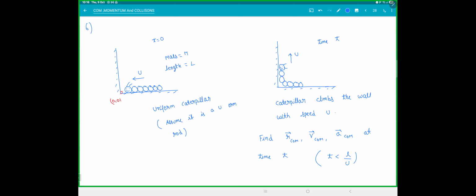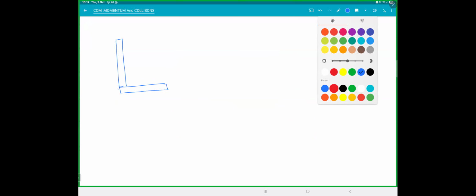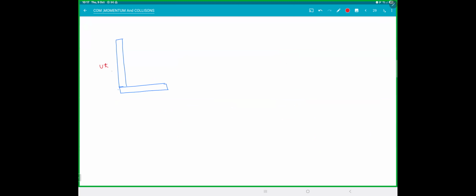Let's see. Others, everyone should try. I'll give you a hint. Let's draw the picture like this. So you can treat this thing as two rods, okay? You can treat this as one rod, and you can treat this as one rod, the caterpillar. So after time t, this will travel ut distance. So the length of the caterpillar on the y-axis is ut. That means this length is L minus ut.